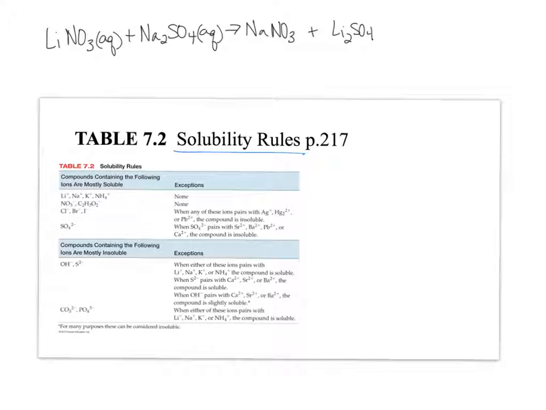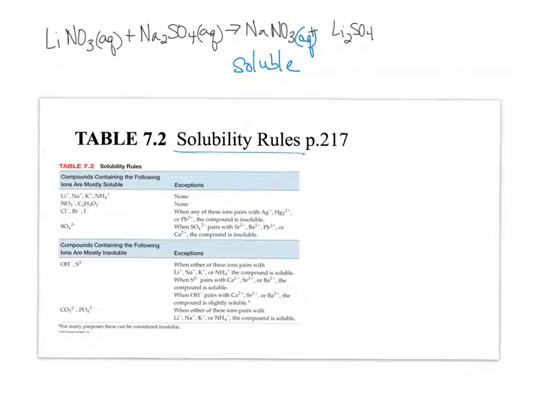The question is, does a precipitate form? And if we want to know if a precipitate forms, we want to decide if the products are soluble or insoluble. So let's look at each one. We have sodium nitrate. We're going to look for sodium and nitrate in our group here, and we see that the nitrate is listed here as being mostly soluble and that there are no exceptions. So that means that we can say that sodium nitrate is soluble, which means it will dissolve in water and therefore it's an aqueous product.